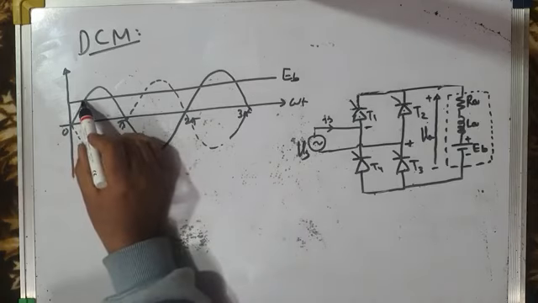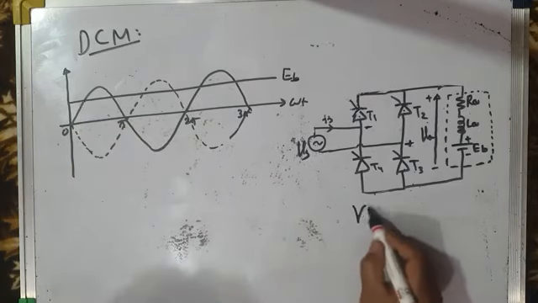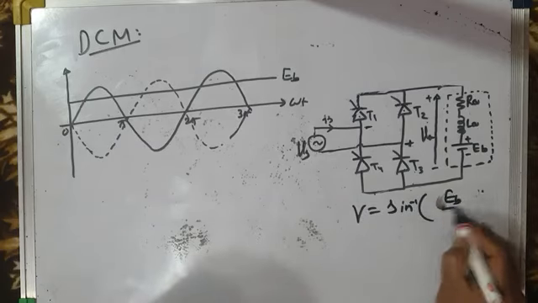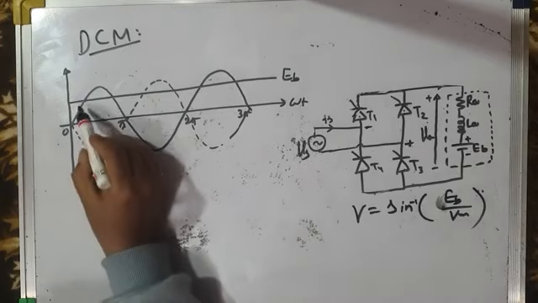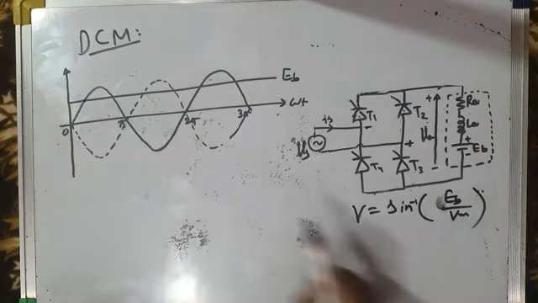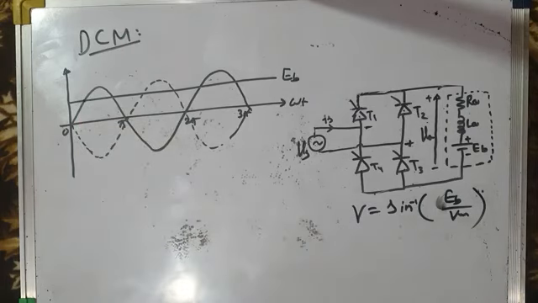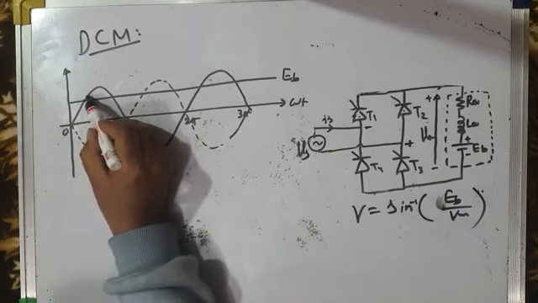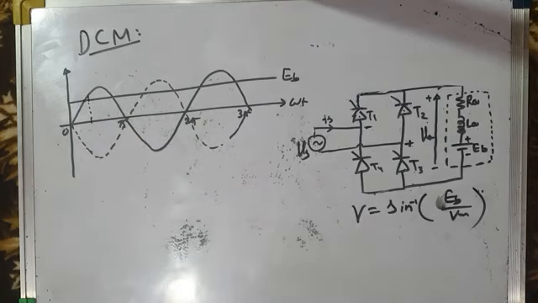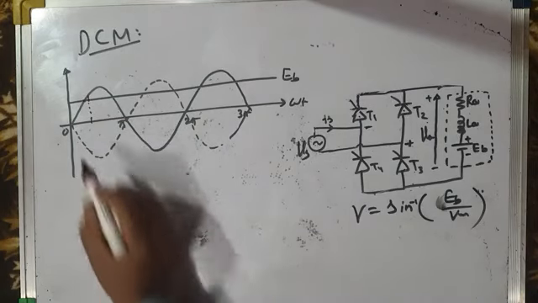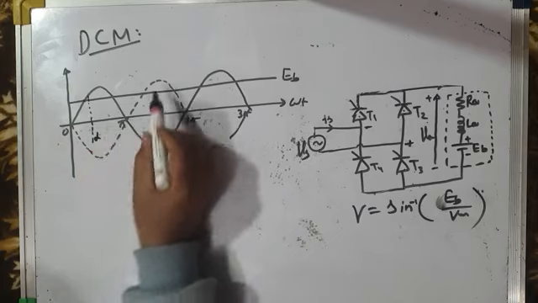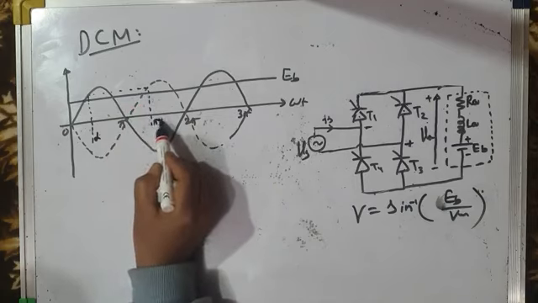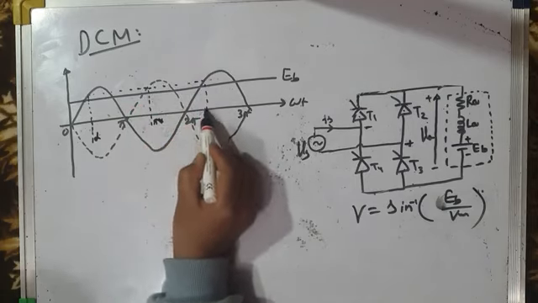You can fire the converter only from this point, that is gamma equal to sine inverse of Eb by Vm. This is the point of intersection between Eb and Vs, gamma. Beyond this point only you can fire the converter, because beyond this point, at this instant, the instantaneous source voltage is greater than back EMF, and you can very easily fire a pair of thyristors. Let us assume this is alpha, and then this will be pi plus alpha, and so on. So these are the firing instants.